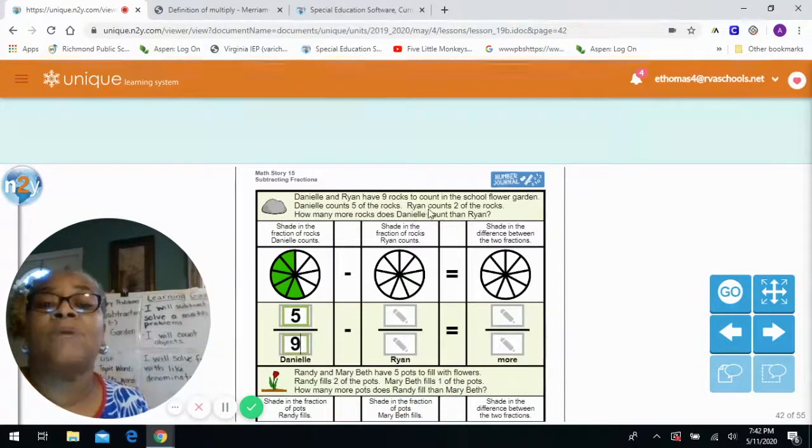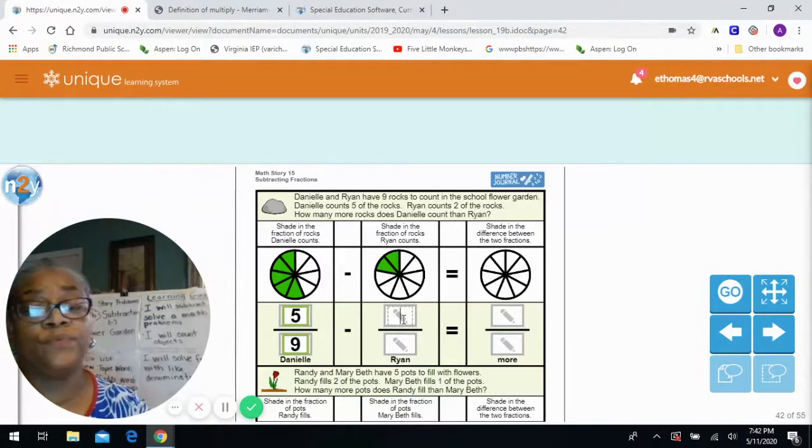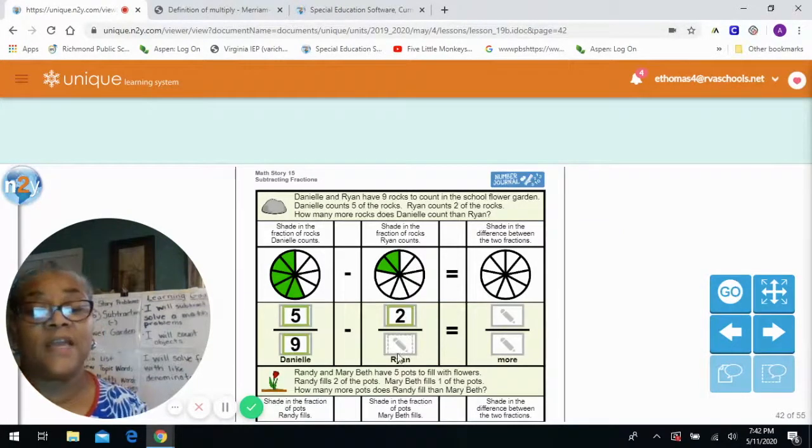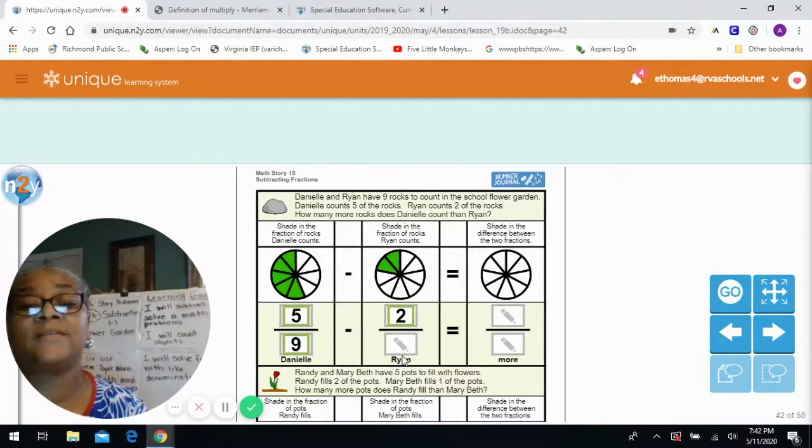All righty. Now, Ryan counts how many rocks? 2. Okay, let's shade his in. 1, 2. All righty. So he has 2. That's the numerator. Remember, the numerator is the part. And how many does he have? The wholes look the same. Let's count and make sure. 1, 2, 3, 4, 5, 6, 7, 8, and 9. So he has 9. Yes.